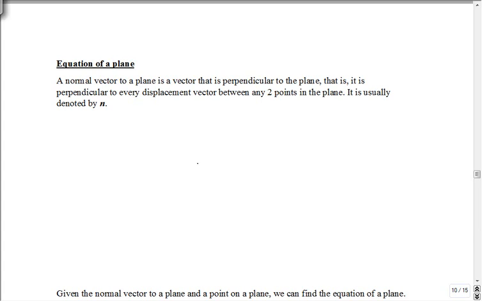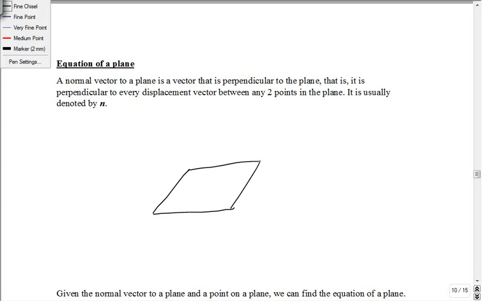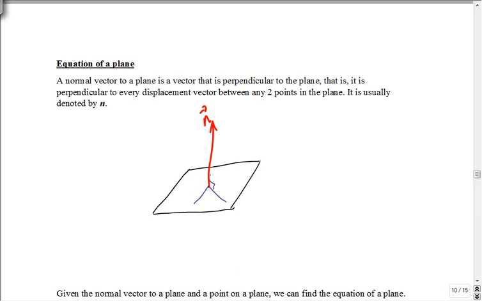So let me show you what I mean. So let's say this is a plane. And this is the normal vector. Okay, so this is n. So this vector is perpendicular to every displacement vector in the plane. So it's perpendicular here, it's perpendicular to this vector, and so on. Any displacement vector in the plane. All right, so that's a normal vector.